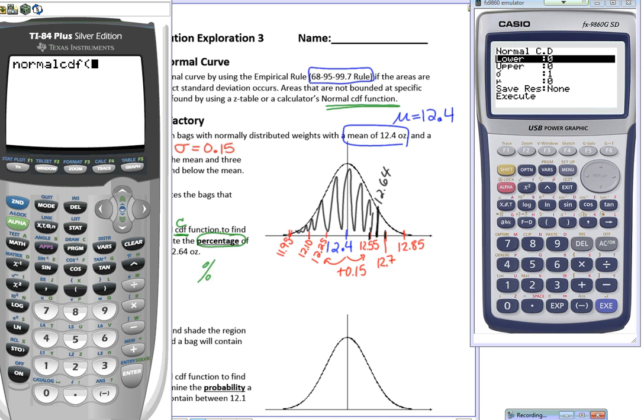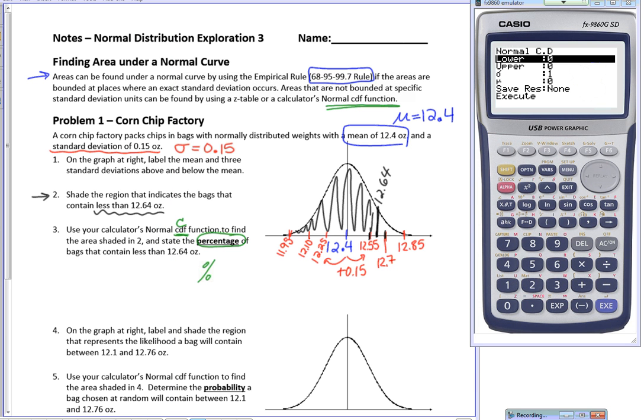So on the TIs, when you hit the button, it'll come up with a menu like we have on the Casio. You just have to be careful because on my Casio, the sigma's on the top and then the mu, and on the TI, the mu is on the top and then the sigma. So just be careful which one you're doing. And some of the Casios have a thing at the top that says variable, and you can just leave that as variable for the data.